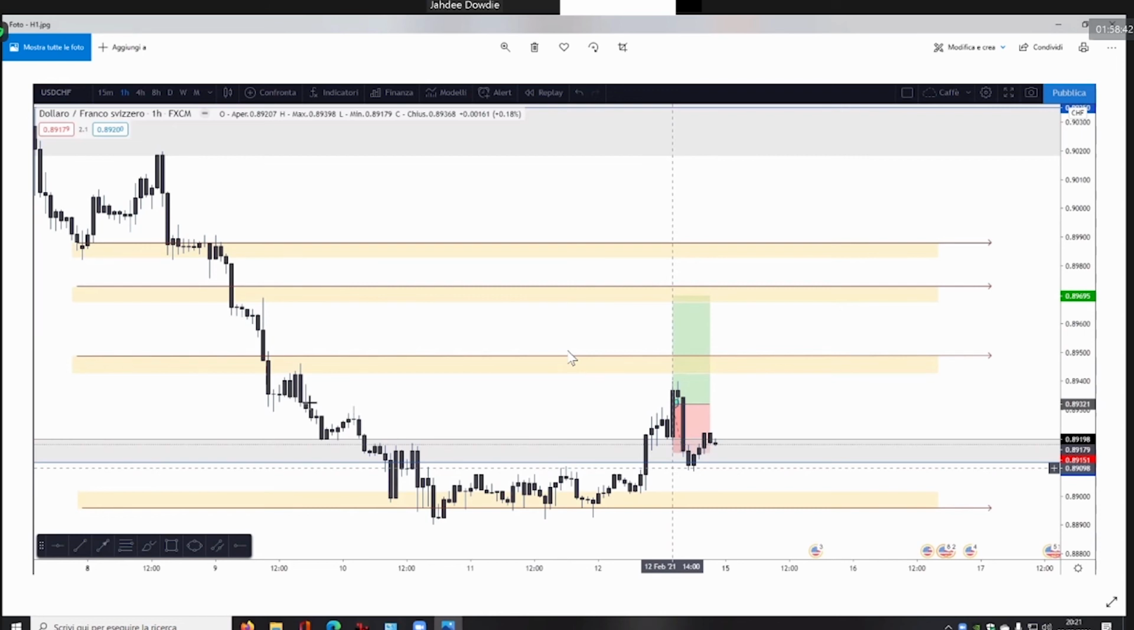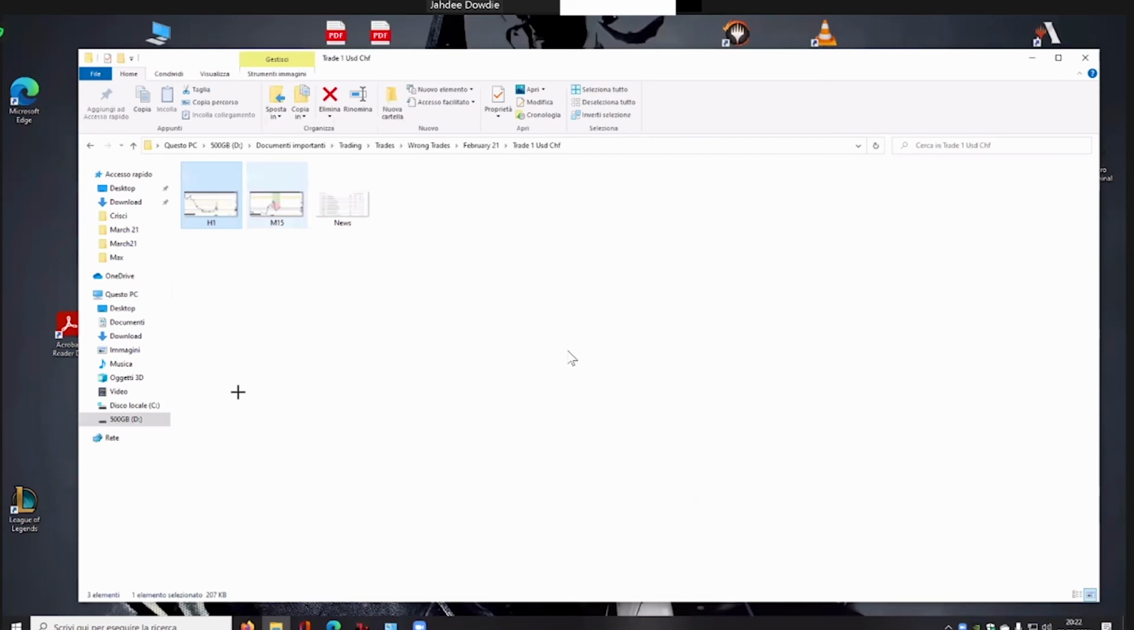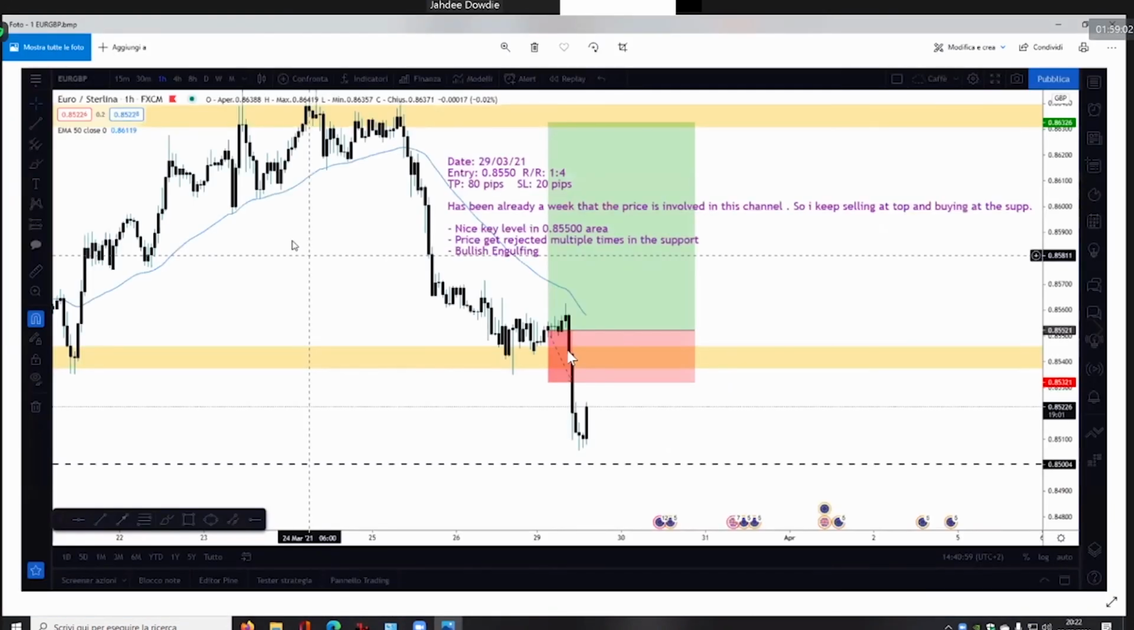This is the USD Swiss. Actually it flew high. It just looks like it came in to stop people out, ultimately stopped people out, and then formed another entry to continue on.